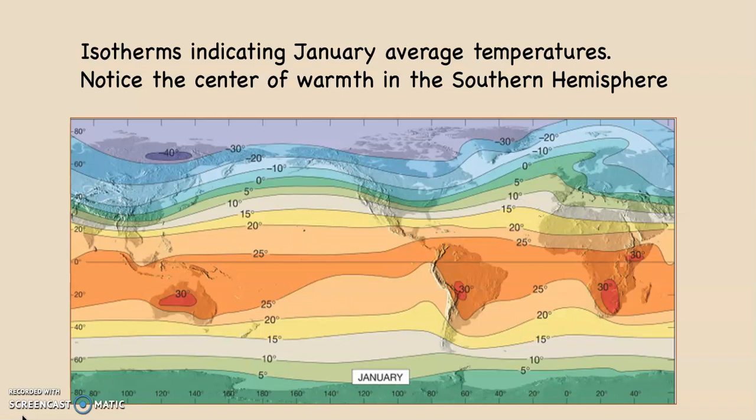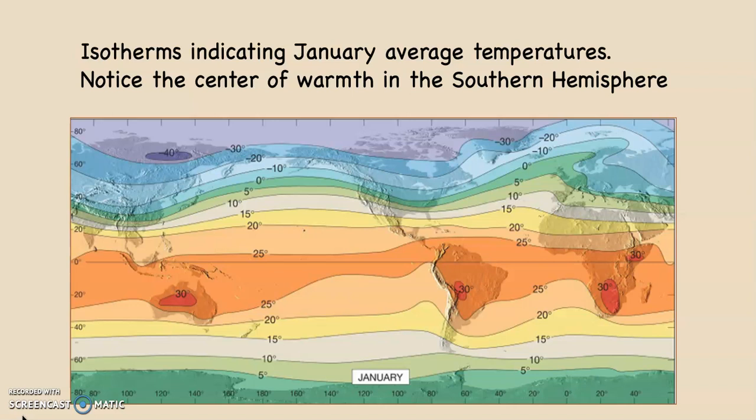Finally, let's look at these two isothermal maps. The first one is indicating January average temperatures. So first, notice all those lines are isotherms. They're connecting points of equal temperature. Then notice, because this is January, that the center of heat, which is indicated by the reds and oranges, is in the southern hemisphere.